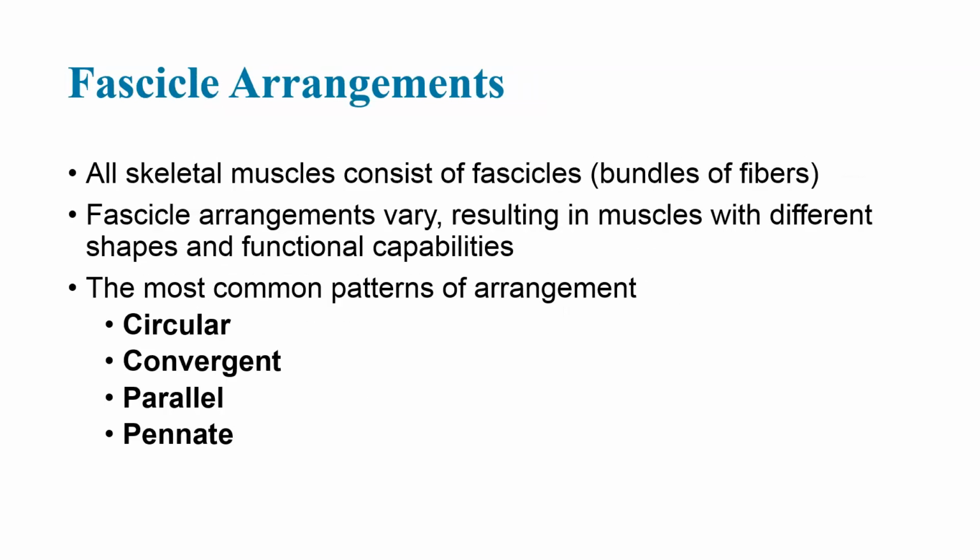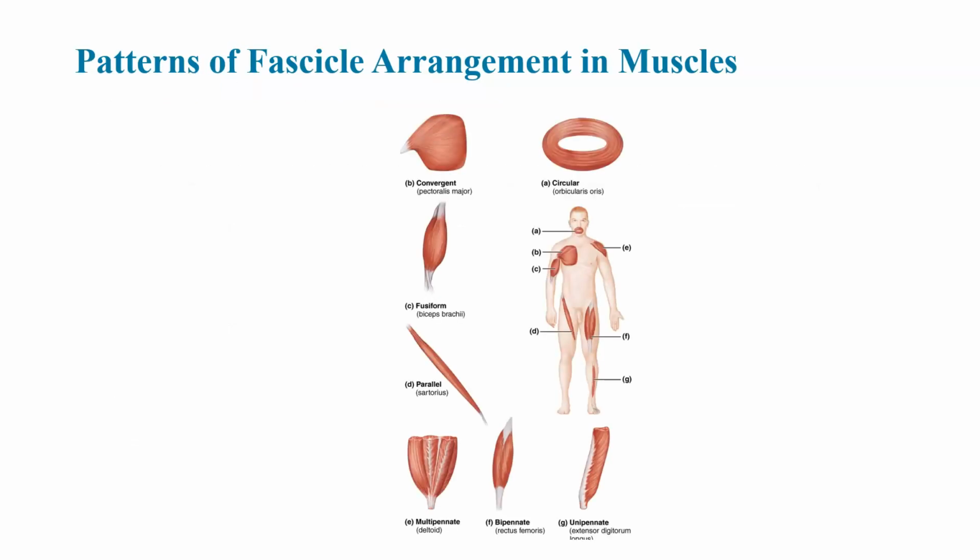Now, remember that we said that muscles are made up of cells called muscle fibers, and that the muscle fibers are bundled together into fascicles. So all of your skeletal muscles consist of fascicles, and the arrangements of the fascicles varies. This results in muscles that have different shapes and functional capabilities. Some of the most common patterns of arrangement are worth knowing, especially the circular arrangement.